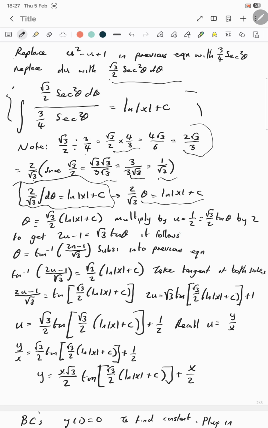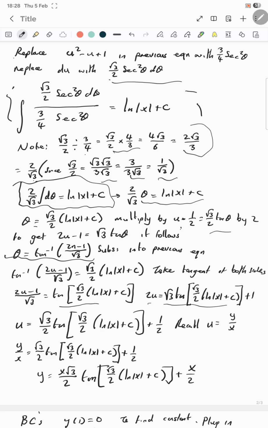We're going to multiply through to get our theta, and multiply u minus 1/2 equals root 3 over 2 tangent theta by 2 to get 2u minus 1 equals root 3 tangent theta. It follows that theta equals the inverse tangent of 2u minus 1 over root 3. We substitute into the equation for inverse tangent of 2u minus 1 over root 3 equals root 3 over 2 ln of x plus c, and we take the tangent on both sides to get this.